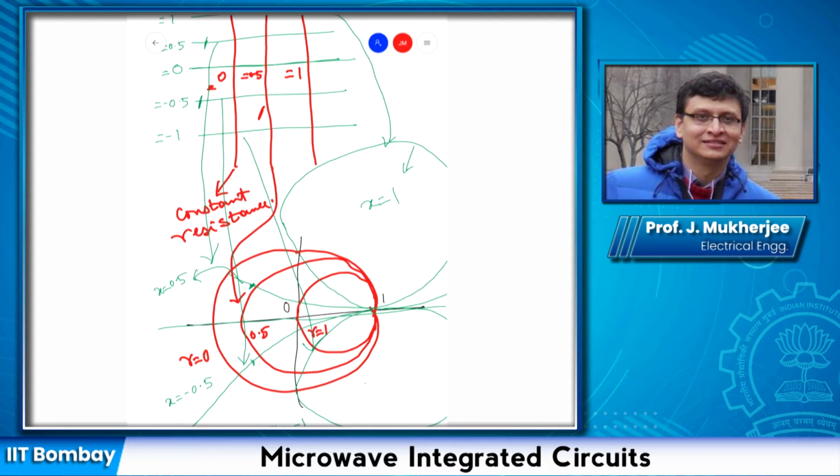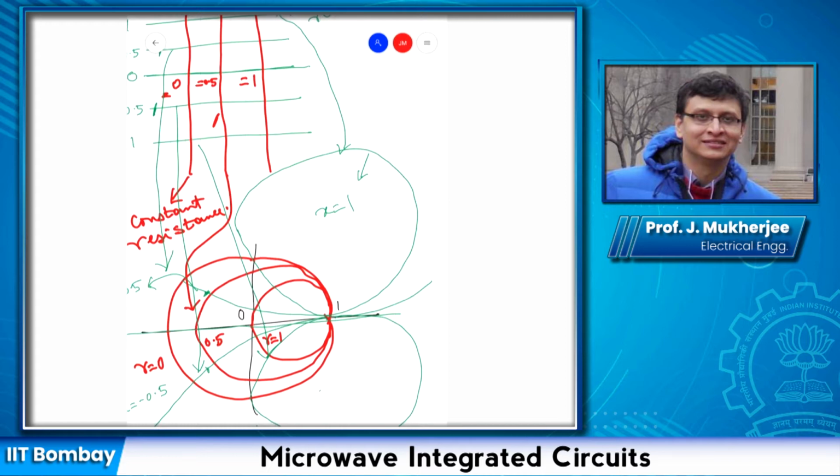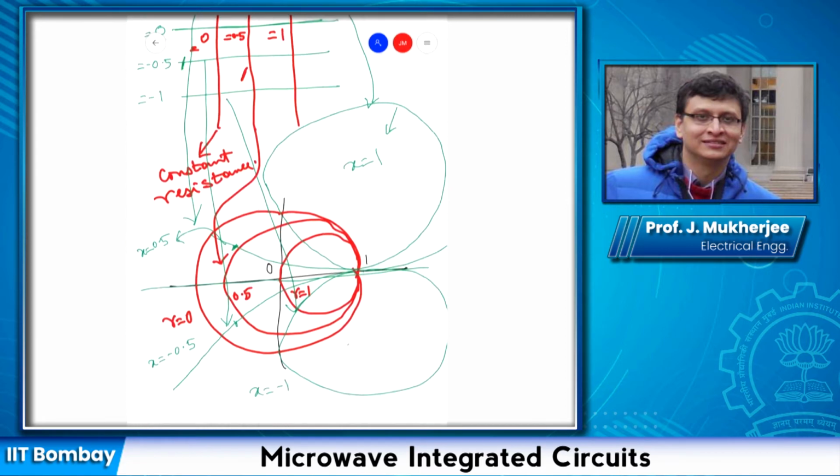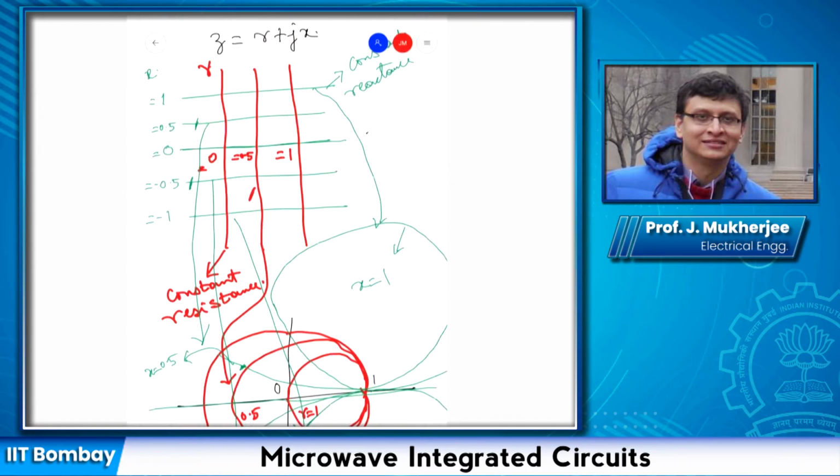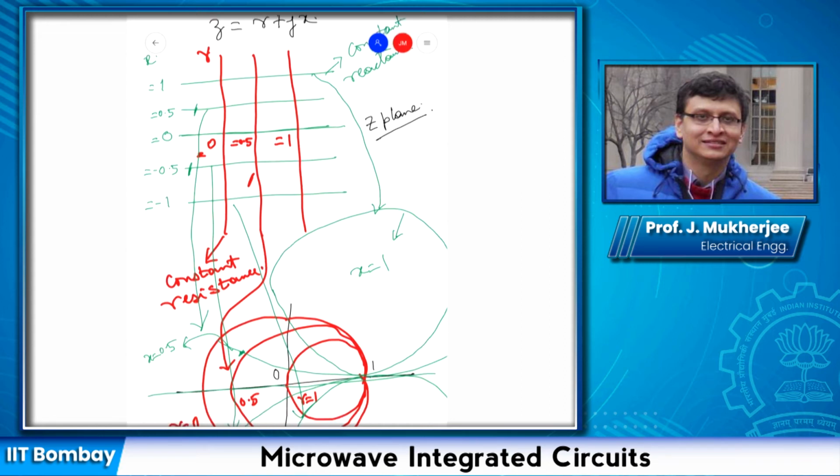Now here I would like you to go through the derivations of these circles. These are given in the book by Gonzalez or even in Pozar. So the exact equations for these circles, please go through it once. So this is our gamma plane, whereas this is our Z plane. Okay, so hope this is clear.